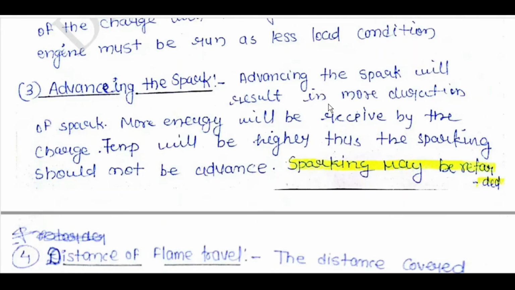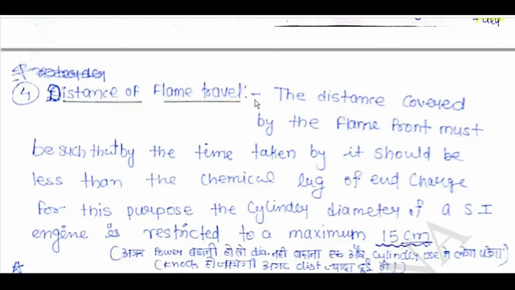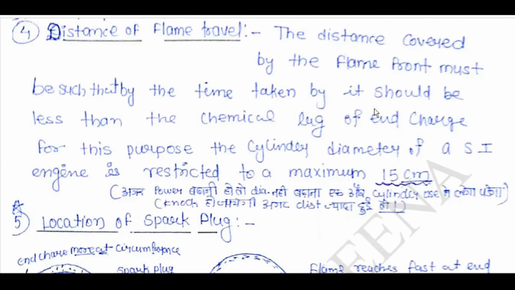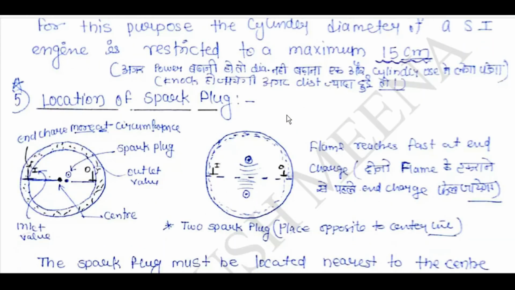Advancing the spark will result in more duration of spark, more energy will be received by the charge, temperature will be higher, and thus sparking should not be advanced. Sparking may be retarded. Distance of flame front. Distance covered by flame front must be such that the time taken by it should be less than chemical lag of end charge. For this purpose, cylinder diameter of SI engine is to be restricted to a maximum of 15 cm.